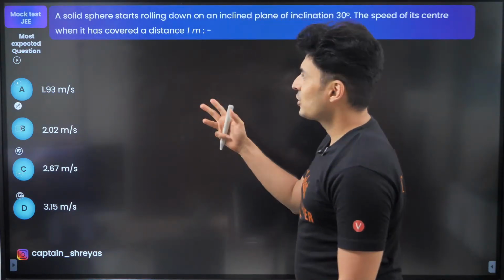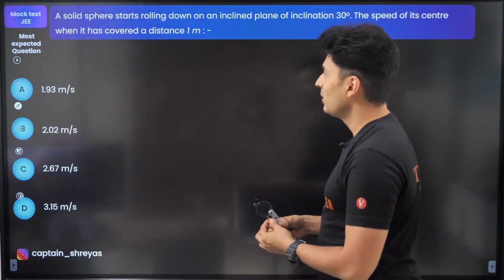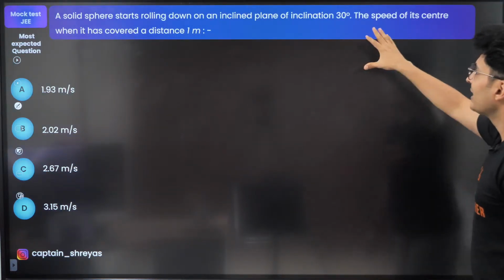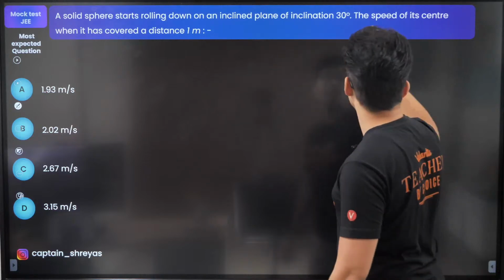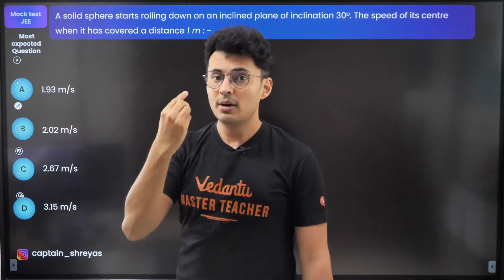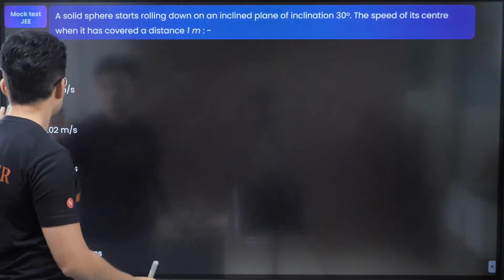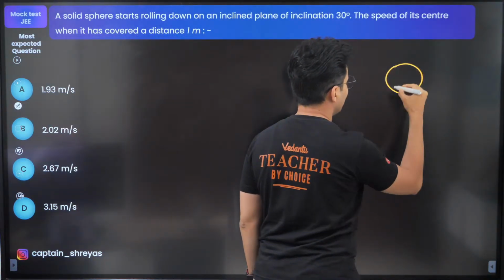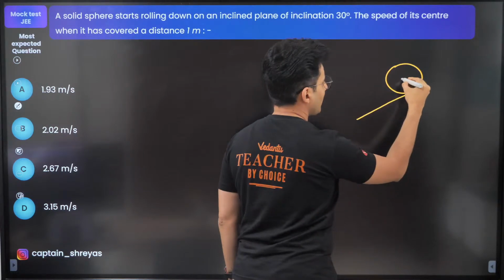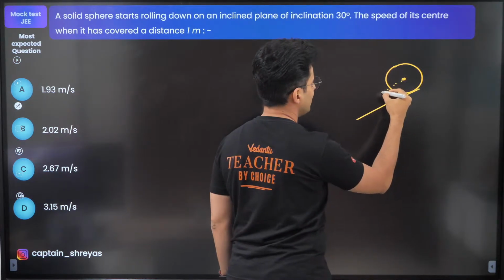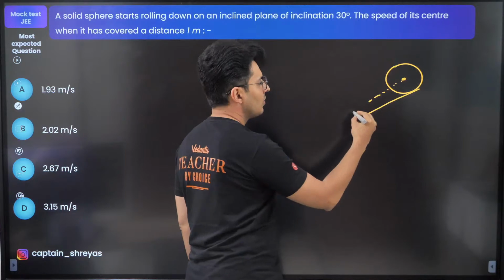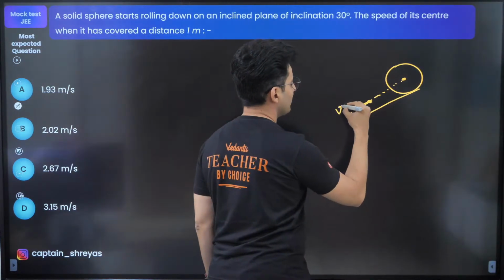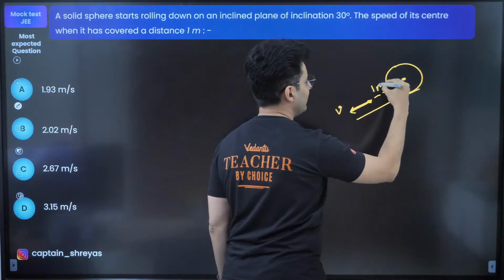Okay guys, so a solid sphere, and I always forget about this. A solid sphere starts rolling down an inclined plane of inclination 30. The speed of its center when it has covered 1 meter distance is how much? Let's draw it, then we'll get an idea. So this is a solid sphere, this is the inclined plane, and it has traveled some distance. After traveling that distance, what is the velocity is the question. This is basically 1 meter.